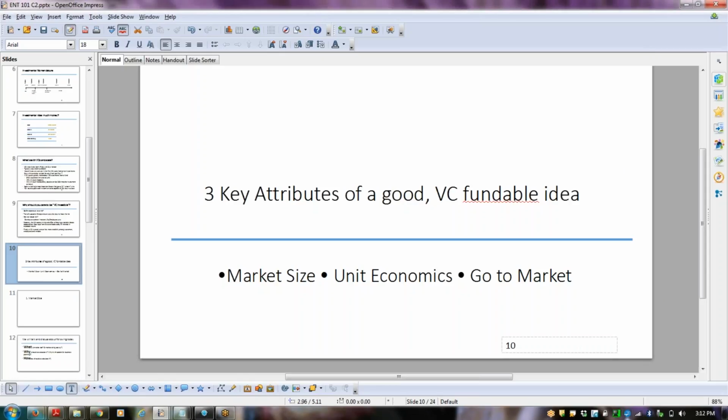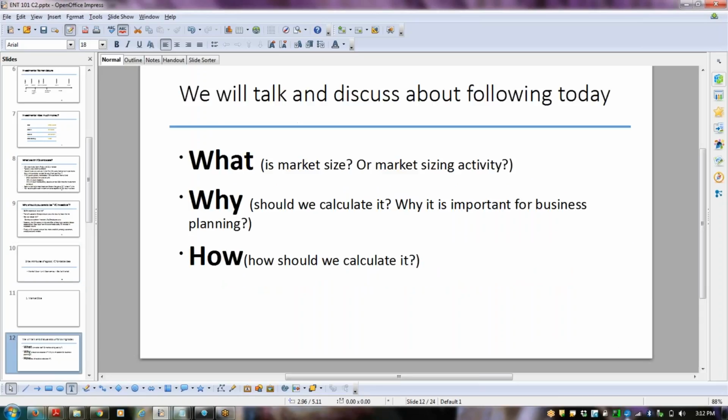Okay, so we are talking about these 3 attributes: market size, unit economics, and go-to-market. These are 3 things that we have to start off with now. So what is market size, or market sizing activity? What do you mean by market sizing?